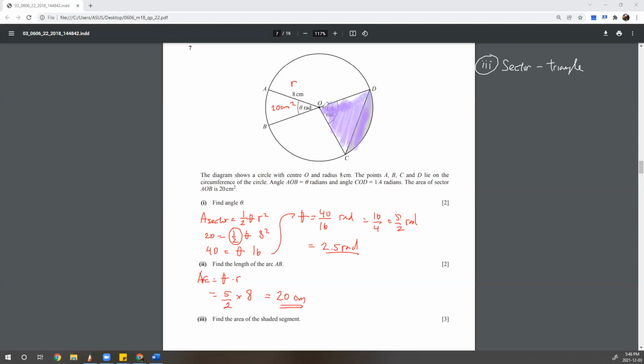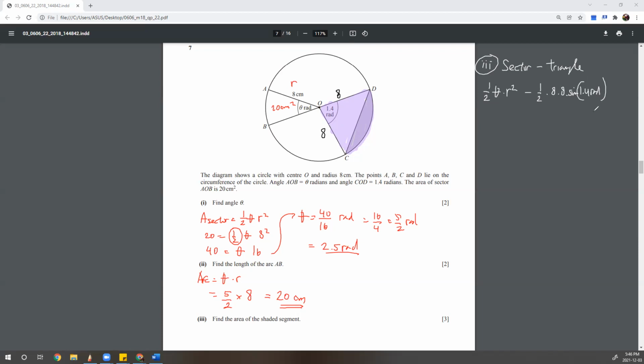The purple one minus the triangle one, right? So sector area, half, 1 over 2 theta times r square, subtract triangle. What is the formula of triangle? This is also 8, right? 8 and 8, right? So how do you calculate the area of triangle? Remember? Half times 8 times 8 times sine 1.4 radian.